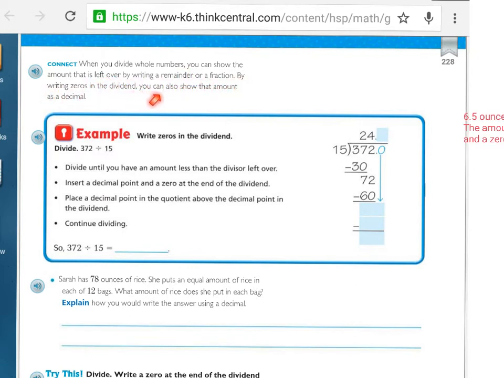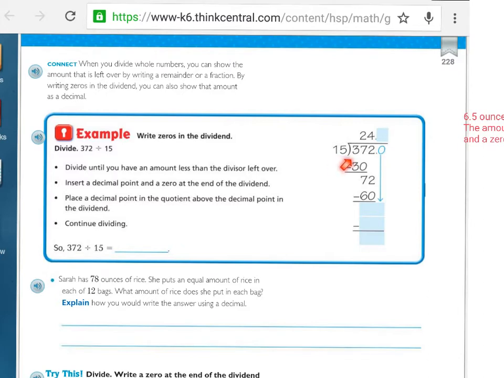By writing a 0 in the dividend, you can also show that amount as a decimal. So, for example, let's write zeros in the dividend. We have 372 divided by 15. We're going to divide until we have an amount that's less than the divisor left over. Then we're going to insert a decimal point and a 0 at the end of the dividend. Then we're going to place the decimal point in the quotient above the decimal point in the dividend, and we're going to continue dividing. So we're going to do it right now.